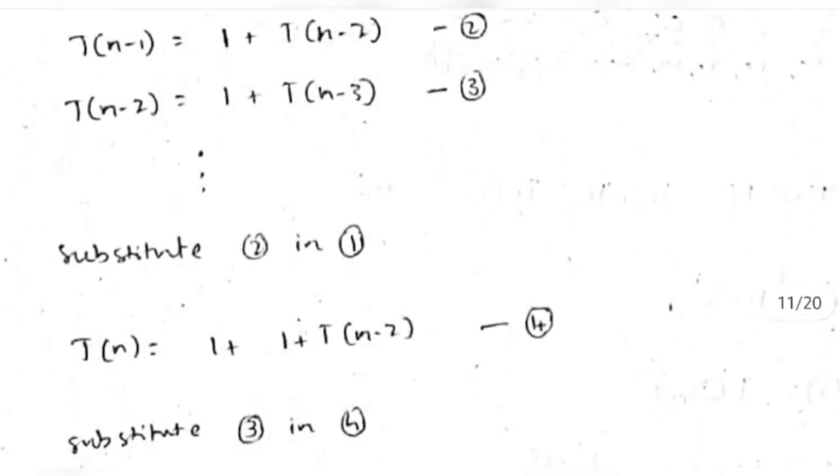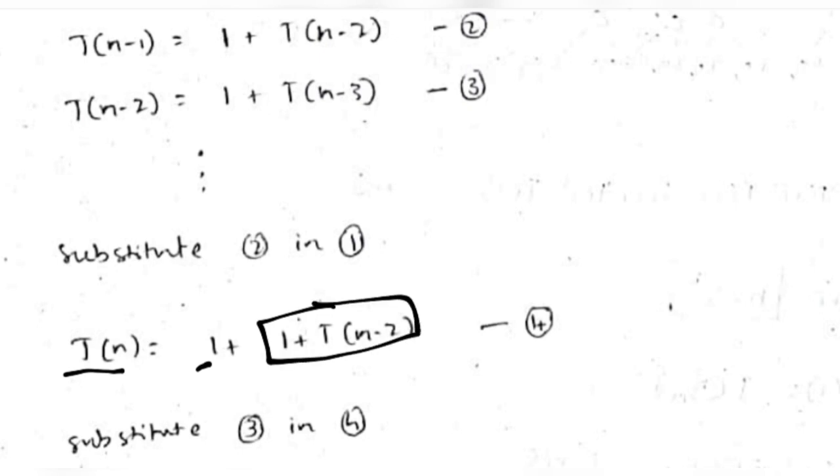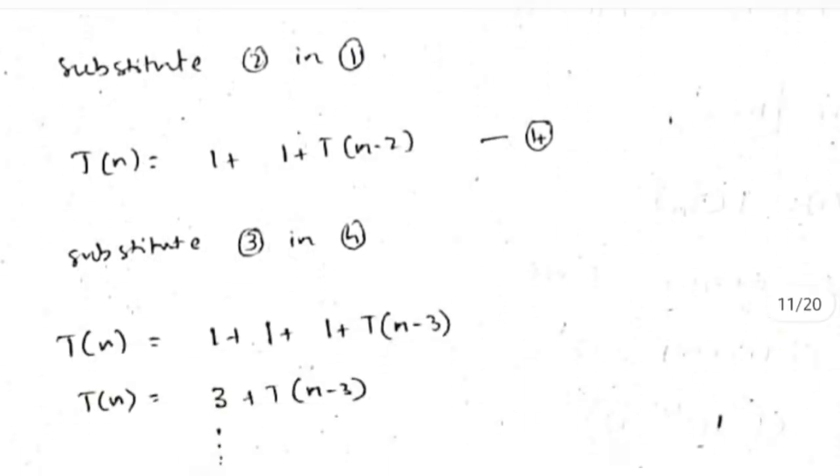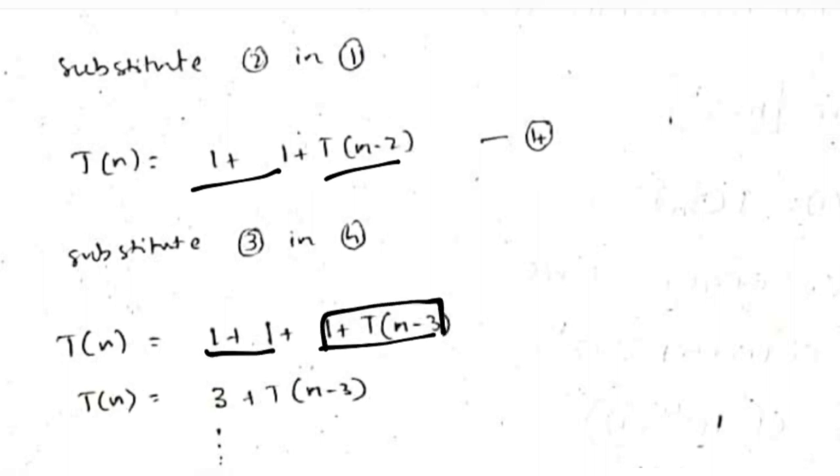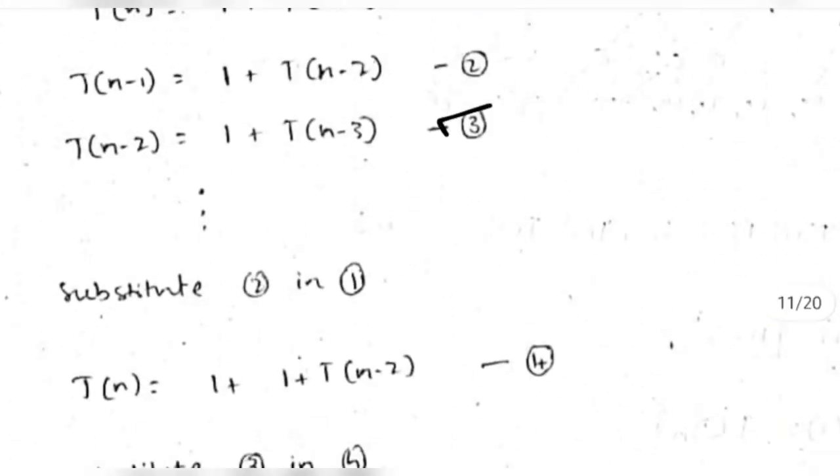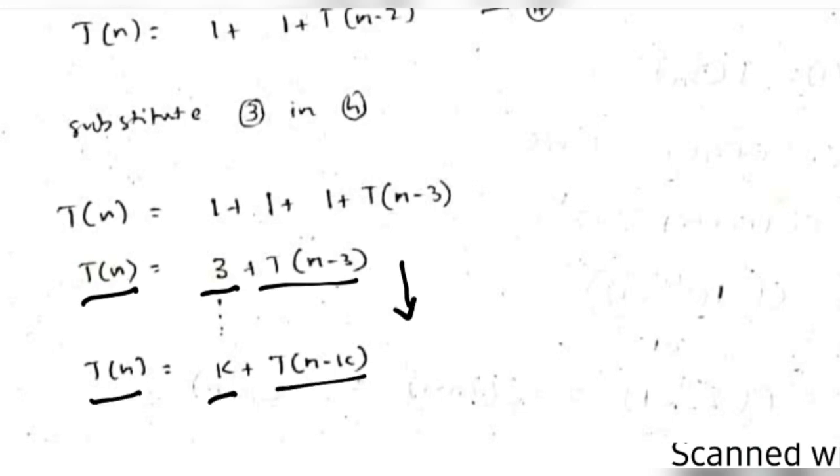When we do that, we will get T(n) = 1 + T(n-1), that value, which can be written as 2 + T(n-2). Now this value should be substituted in 3. Then what we'll get is T(n) = 3 + T(n-3). In the same way we can write the general equation as T(n) = k + T(n-k).